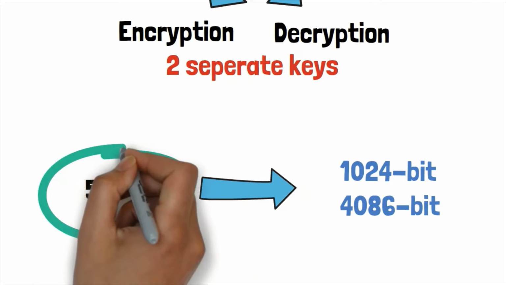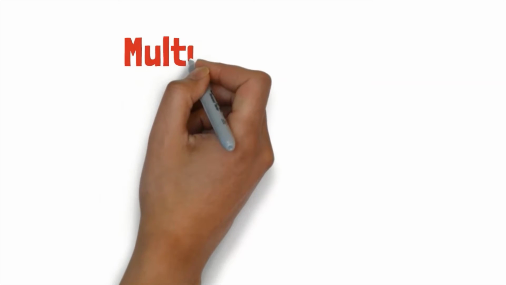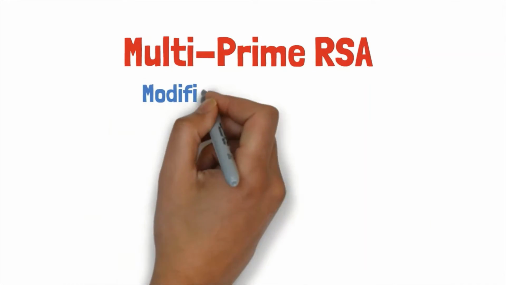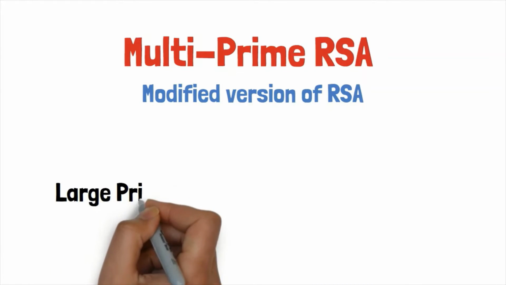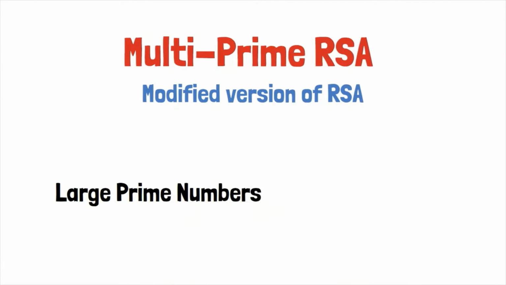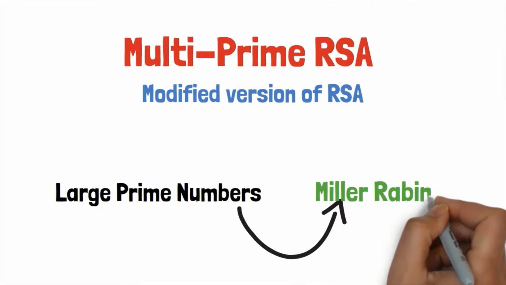But in our testing environment, we use RSA 512 bit because large key length simulation and testing may take time and be difficult to understand. The multiprime RSA algorithm is a modified version of the standard RSA algorithm. For RSA asymmetric cryptography, we need to generate large prime numbers, which play a significant role in securing our information. Miller-Rabin is a fast way to test primality of large numbers.